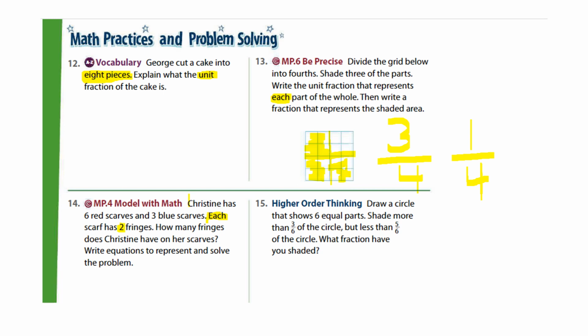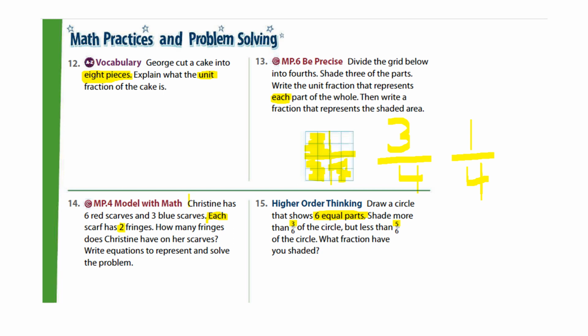Now question 15. Draw a circle to show 6 equal parts. Shade more than 3 of the circle and less than 5 by 6 of the circle. So you have to draw a circle. Then you have to divide it into how many equal parts? It's given here. 6 equal parts. Very good. And then you have to shade more than 3 but less than 5.